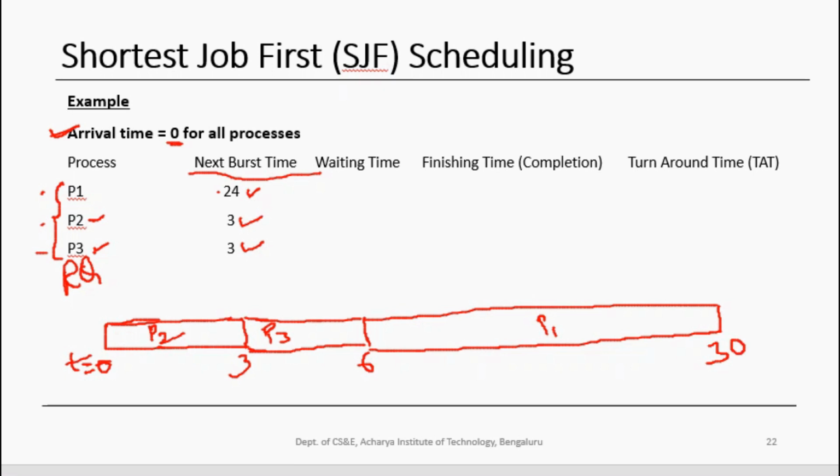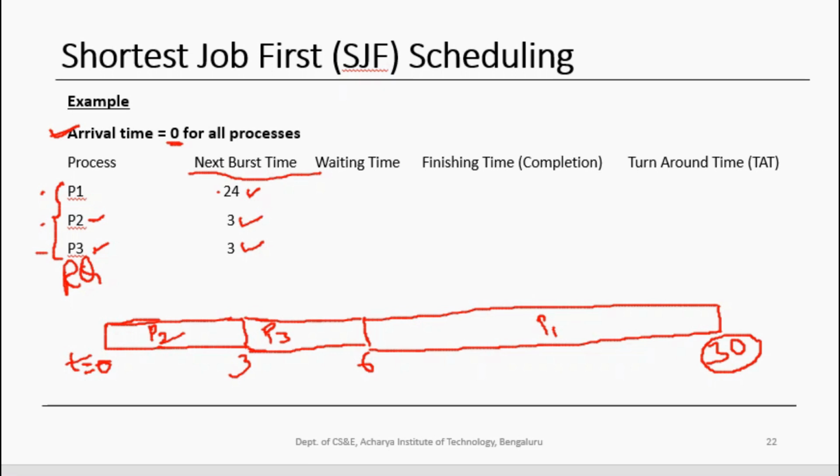Now, if you recall, all these processes complete after 30 time units, which is the same as FCFS. In FCFS also 30 time units are required to complete the execution of these three processes. Here also the same amount of time is taken, but when you calculate the average waiting time, you would know the difference between FCFS and shortest job first scheduling algorithm. Now let us do that.